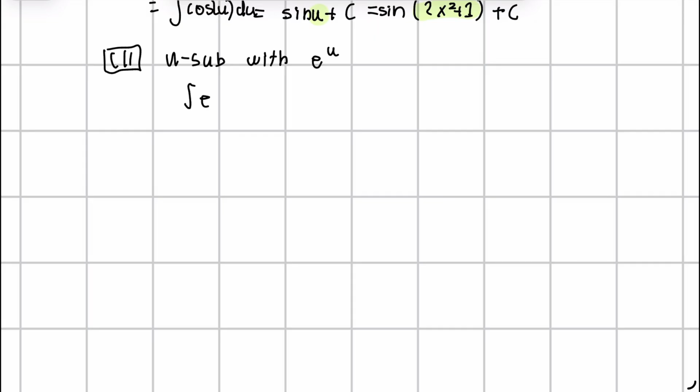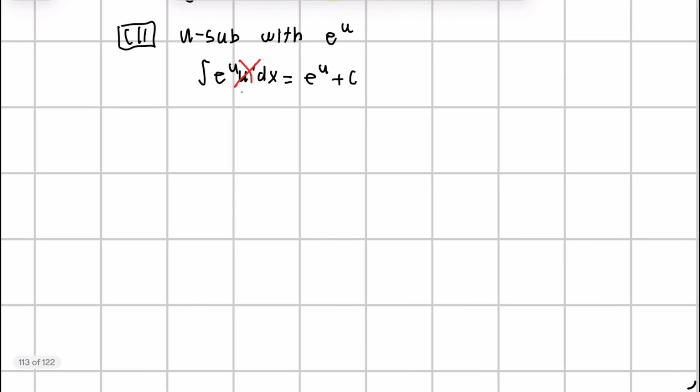So we have the integral of e to the power of u times u prime times dx, and this will be equal to e to the power of u plus c. So basically, we just get rid of the u prime in the end. That's going to be our pattern, because we know that the derivative of e to the power of u is going to be equal to e to the power of u times u prime.